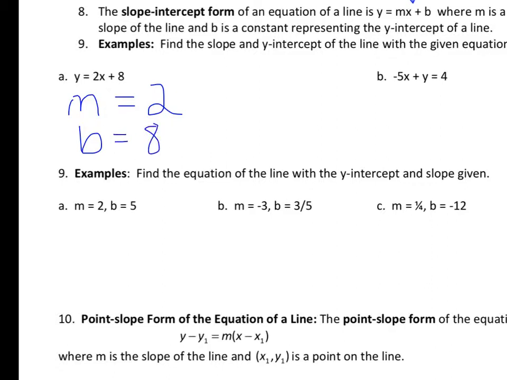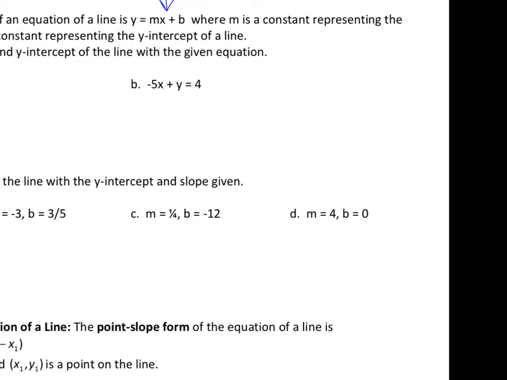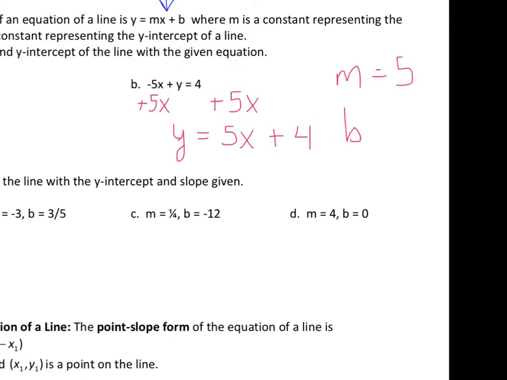B, however, involves a little bit of manipulation. We need to first solve this for y, so I'm going to add 5x to both sides, and that gives me y equals, and we generally write the x term first, 5x plus 4. So again, if I just pull the number in front of x, that's 5, that's the slope, and the y-intercept is the other number, 4.